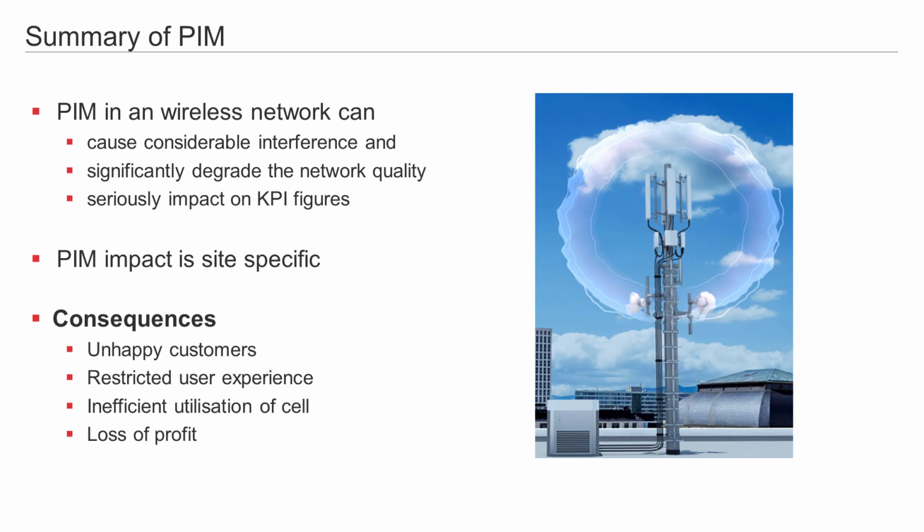A summary of PIM. PIM in a wireless network can cause considerable interference and significantly degrade network quality. PIM is having a serious impact on KPI figures and ultimately results in low return on a mobile network operator's investment because PIM reduces the performance of a site. PIM is site-specific.